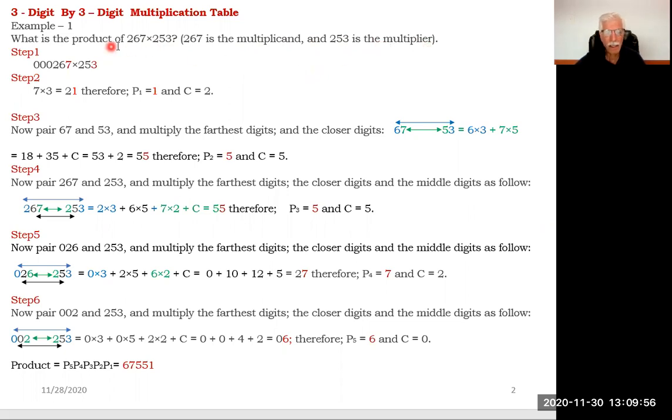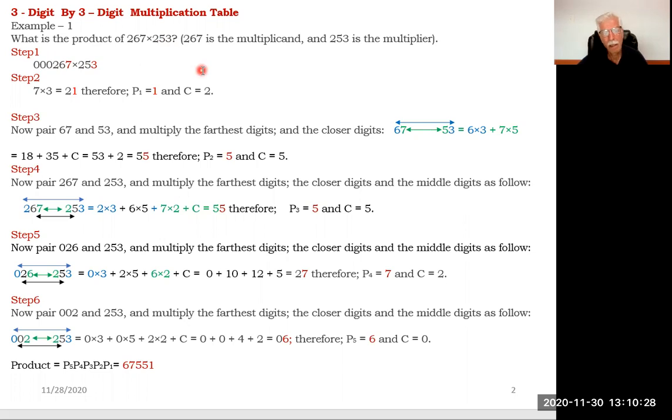In the first step, we count the number of digits in the multiplier. So we have 1, 2, 3. So we have 3 digits in the multiplier. We put as many zeros as we have in the multiplier on the left-hand side of the multiplicand. So we put 0, 0, 0. So our multiplicand is now 0, 0, 0, 2, 6, 7. And our multiplier is the same, 253.